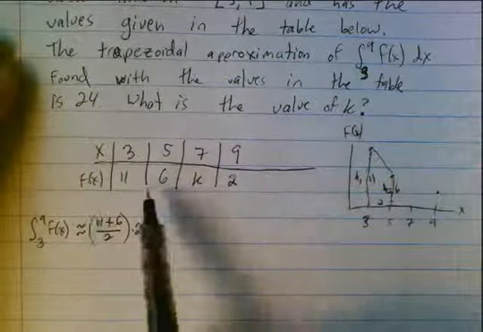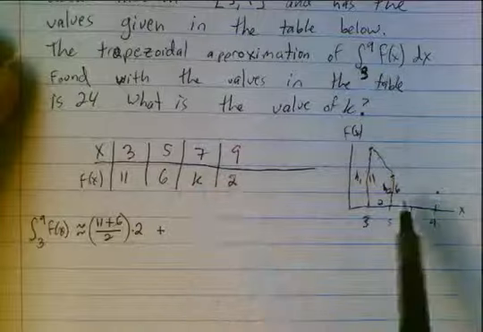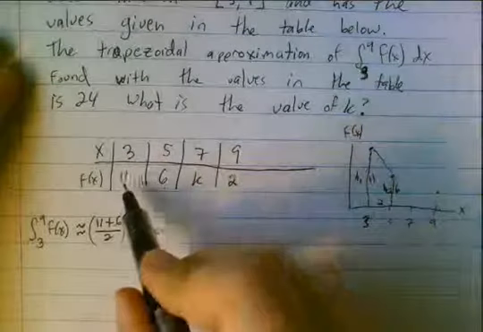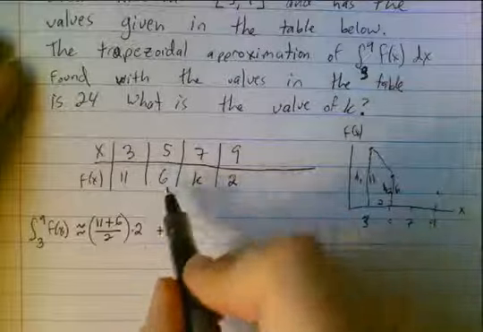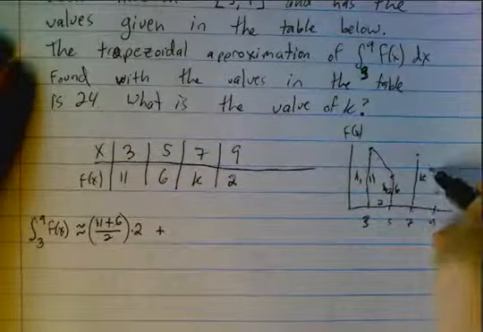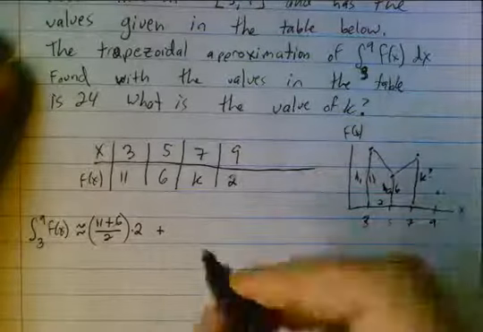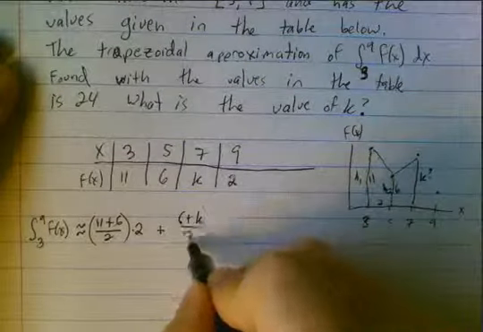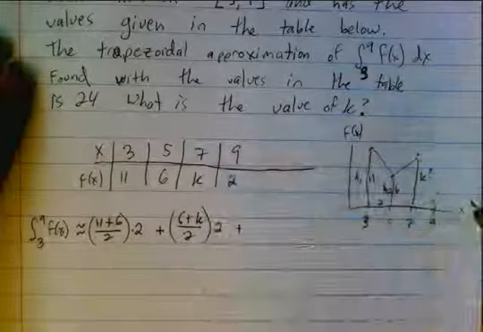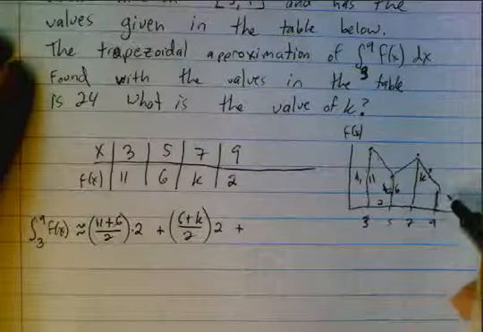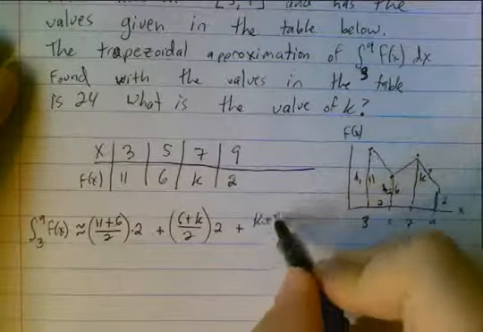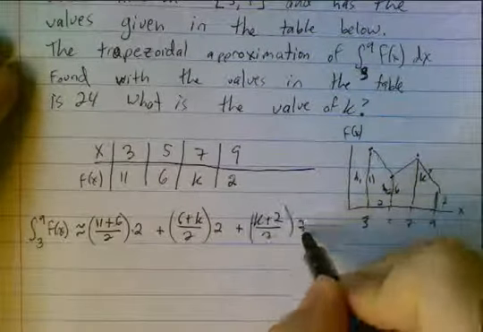And now I can just do that same thing for each of these. Each of these is the height of one of the parts of the trapezoid. So we're at 11 plus 6 divided by 2. Now I'm going to find the average of these heights. If this height is k, I don't know what it is, 6 plus k over 2 times 2 plus from k to 2 times 2.